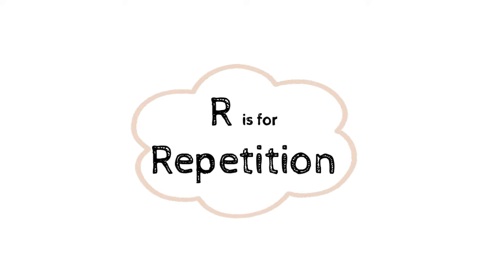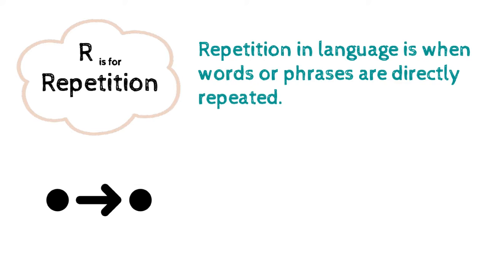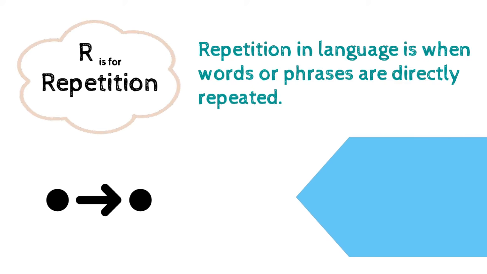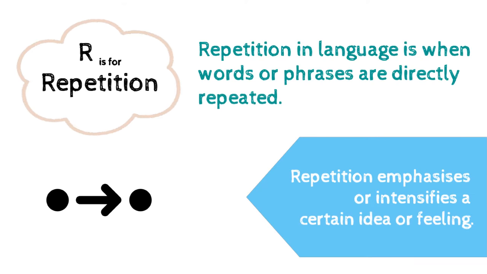R is for repetition. An easy one to analyse. When analysing language, look for any words or phrases that are directly repeated. This is usually done deliberately by a writer to emphasise or intensify a certain idea or feeling.